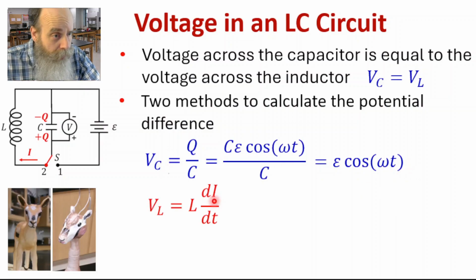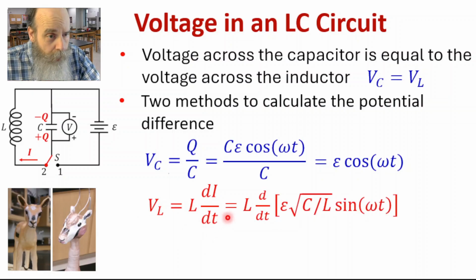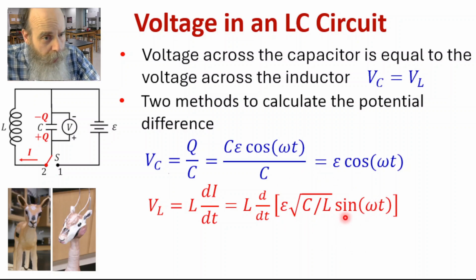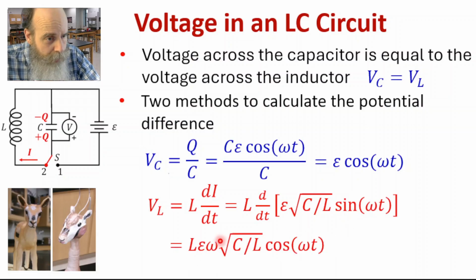Or we could calculate it from the inductor. VL is L dI by dt. So we differentiate I. The derivative of sine is cosine, and we get a factor omega in front. So we get L E omega square root C over L cos omega t. Put in what omega is, 1 over square root LC, and we get E cos omega t, which is what we expected. So VC and VL are equal. So the voltage is E cos omega t.